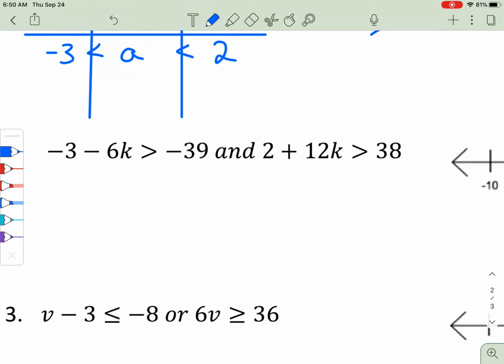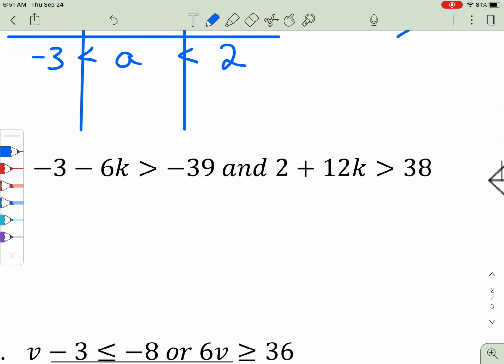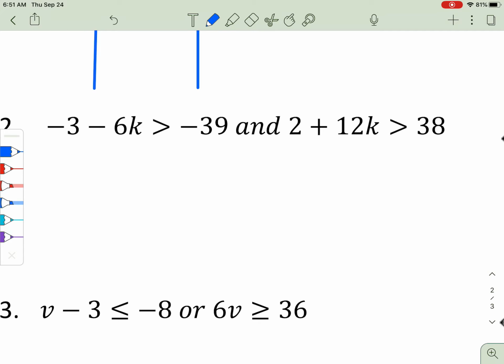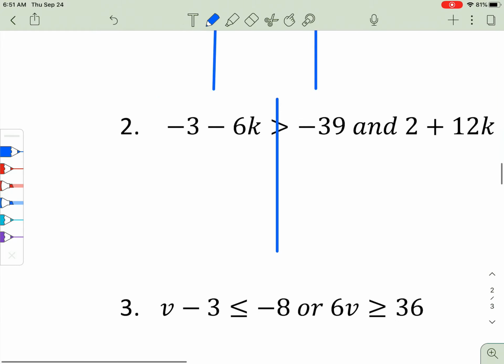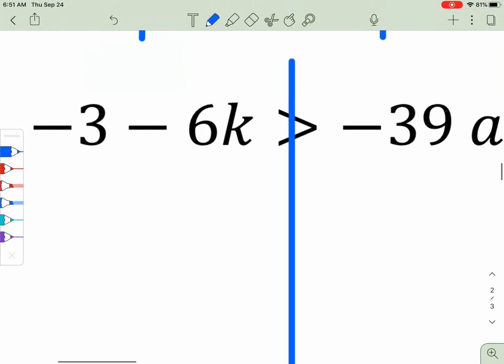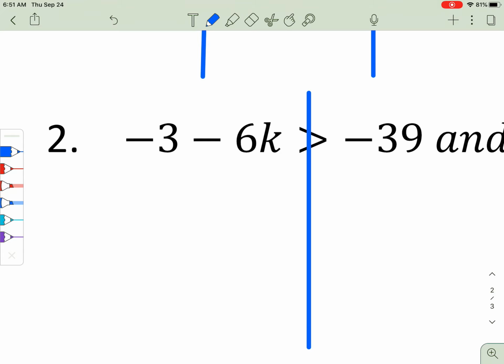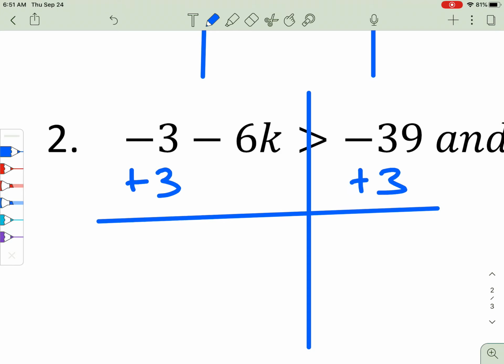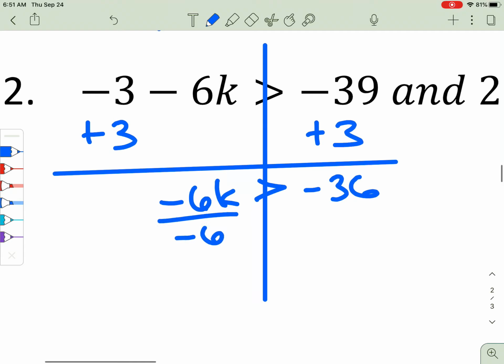Okay, here's another AND statement, but instead of being written all together, now it's written separately. This one's a little bit easier because we're going to treat it like two different equations. We're going to draw a line down through the inequality symbol, and solve the one on the left first, and then the other one. We want to get k by itself. We're going to add 3 to both sides. Negative 6k is greater than negative 36. Then I'm going to divide by negative 6 on both sides, and I have k is less than 6.